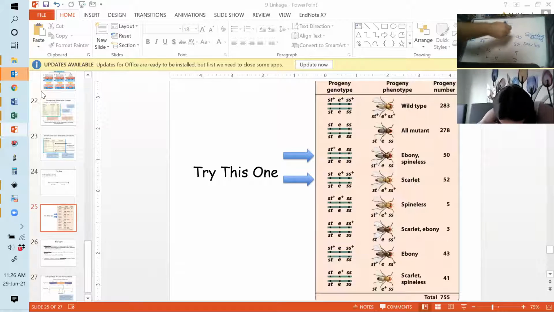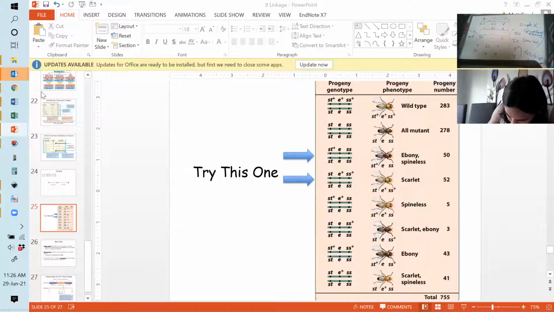So these are single crossovers. These are our double crossovers. How about that? Did that make more sense?